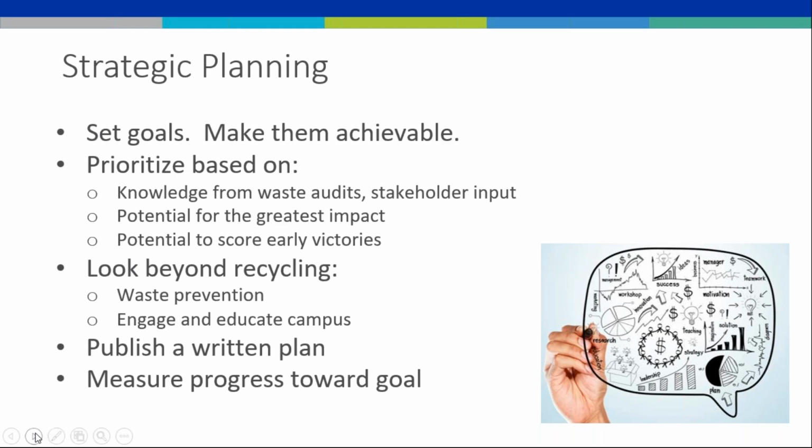It's crucial that you make those goals achievable. You don't want to talk about, we're going to achieve zero waste in the next 20 years. You want to come up with something much more specific, something where you can score a victory, where you can actually make that accomplishment, because when you succeed with that, that becomes part of the momentum that again helps to sell the program and get more people invested in it. In setting those goals, prioritizing is hugely important.